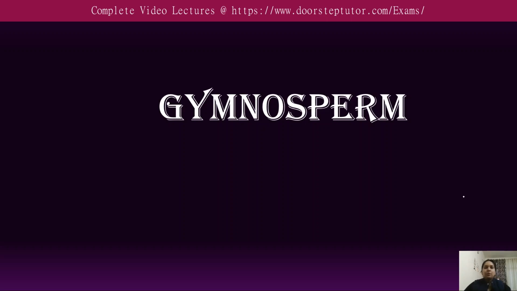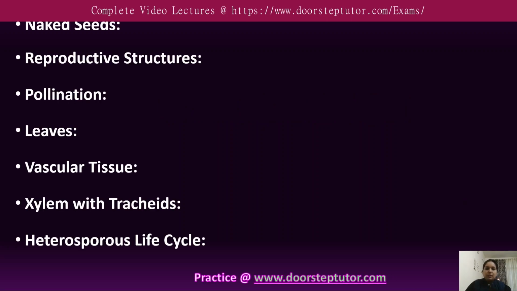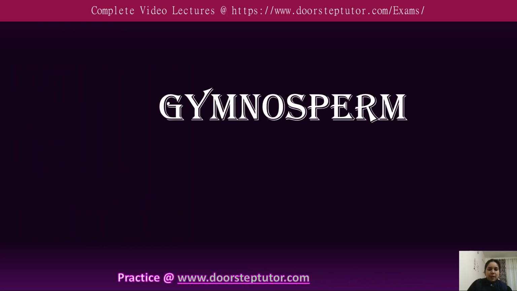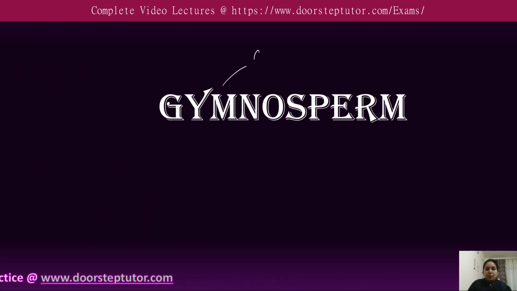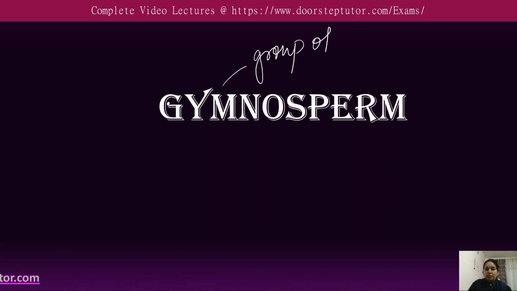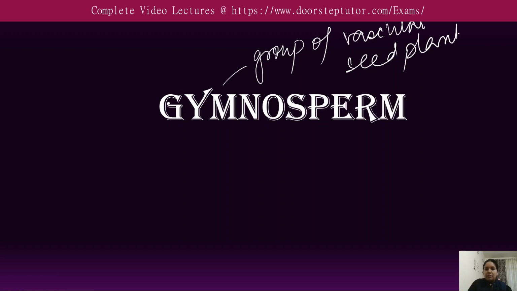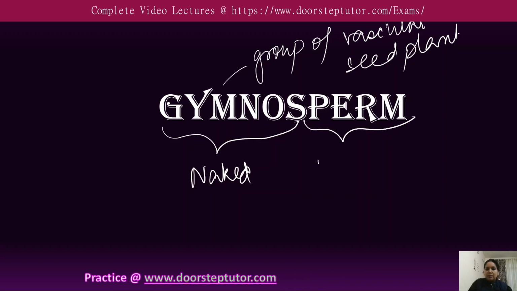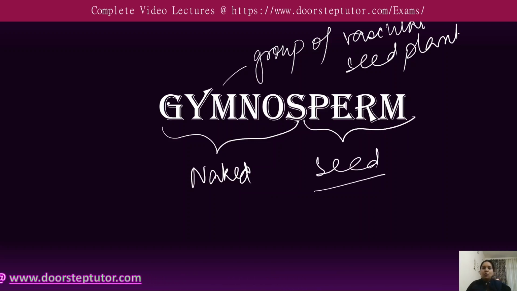So the gymnosperm, we know, is a group of the vascular seed plant. And the gymnosperm, as the name suggests, originated from the Greek word which means naked seed. Gymnos means the naked, and sperma means the seed. So we can say that the ovule is not enclosed by the ovary wall and remains exposed, and that is why they have the naked seed.